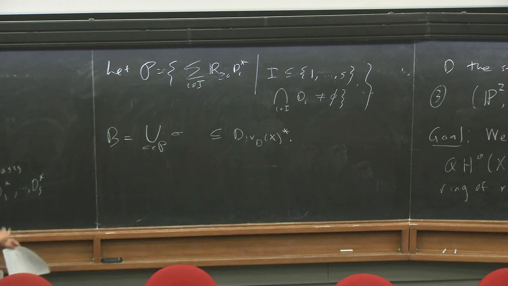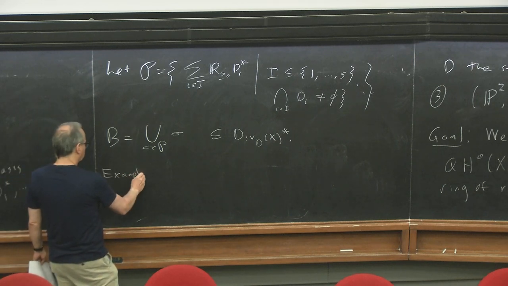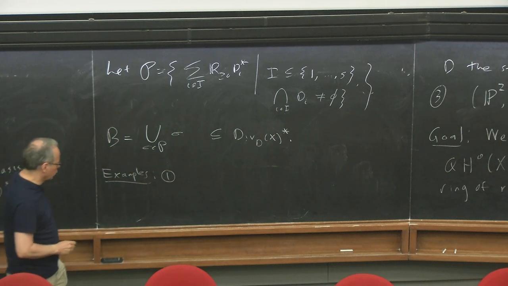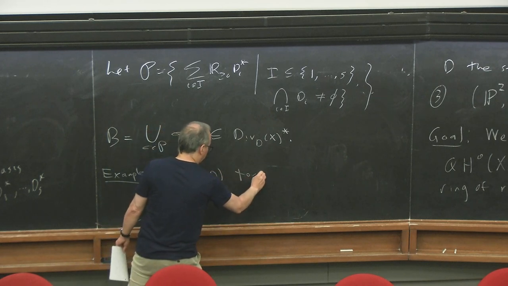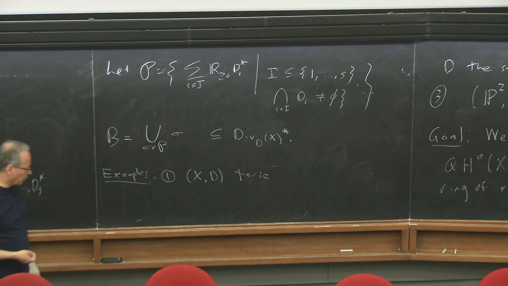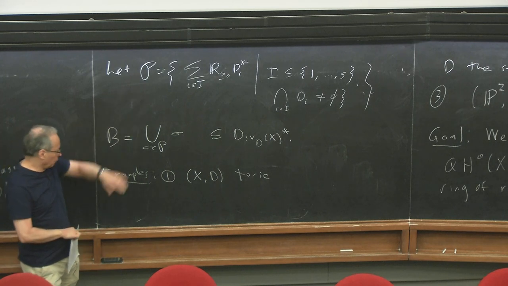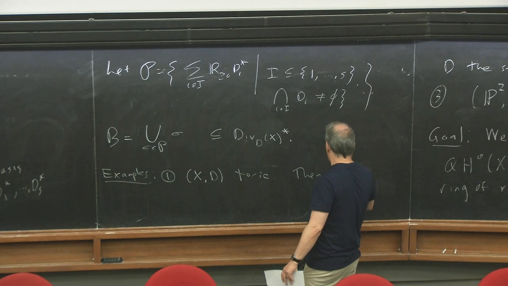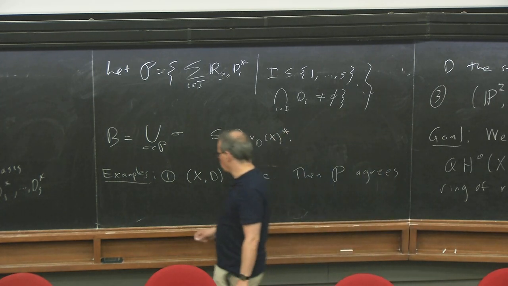Okay, so let's look at this again for our simple examples. So in the case where X, D is a toric pair, in other words, X is a toric variety and D is the toric boundary, as in my first example, P just looks abstractly like the fan for X. So P agrees as a polyhedral cone complex.